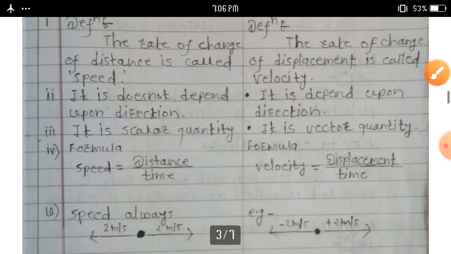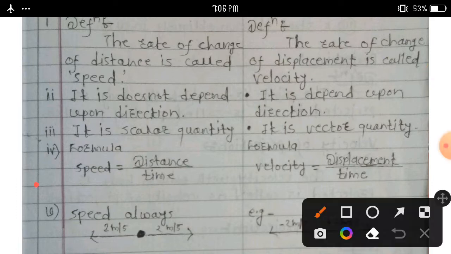We can mathematically derive these physical quantities. Speed is equal to distance upon time, and velocity we can derive in mathematical form. Velocity is equal to displacement upon time.